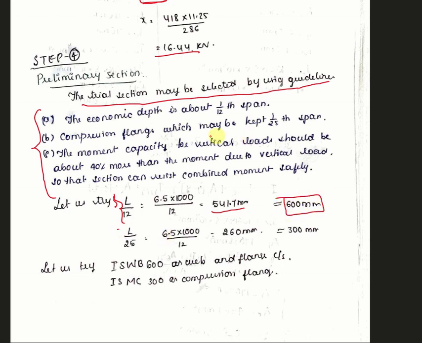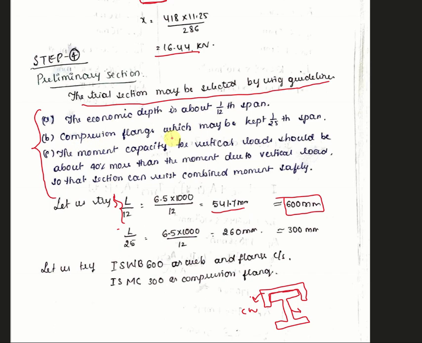Another one we have to try: compression flange, which may be kept as 1 by 25th of the span. Let me explain the compression flange. This is the section we are considering. The girder will be like this, and above that it will have a compression flange, the rail. The compression flange is the channel section, and this is the I section. The economic depth of about 1/12 of the span is for the I section.